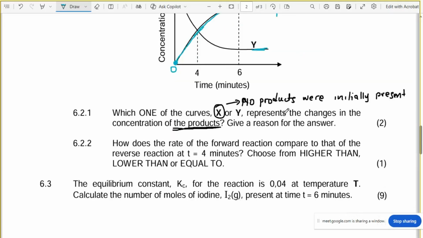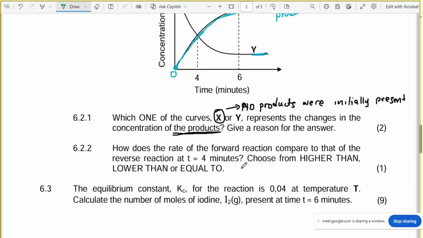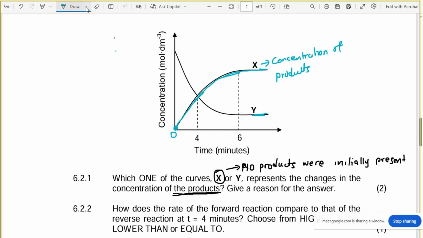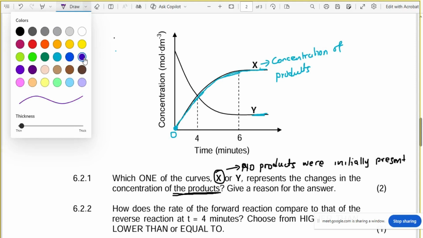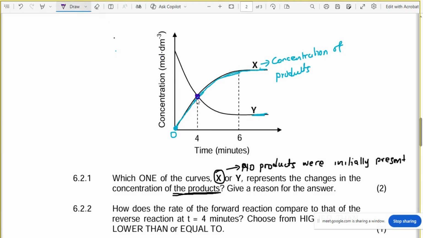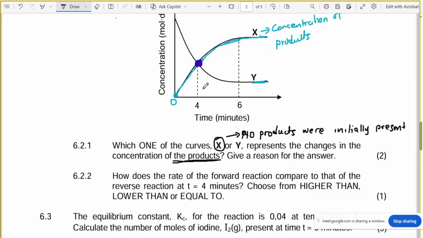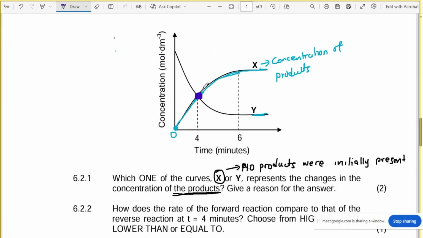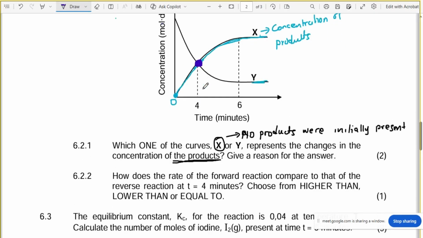Yeah, I get it. And then, how does the rate of the forward reaction compare to that of the reverse reaction at T4? So if you look at T4, this is my T4 here. How is the rate of the forward reaction compared to that of the reverse reaction? Are they equal, lower than, or higher than? Equal. How does the rate of the forward reaction compare to that of the reverse reaction?